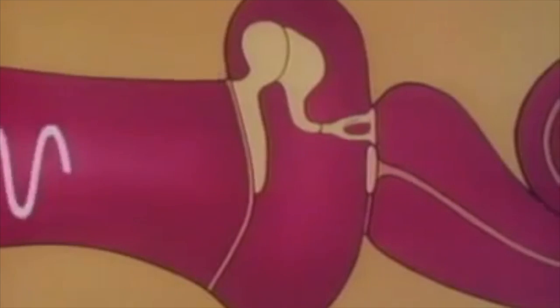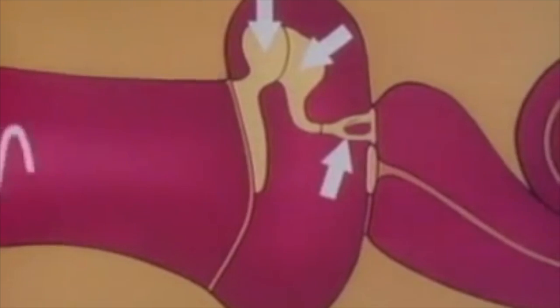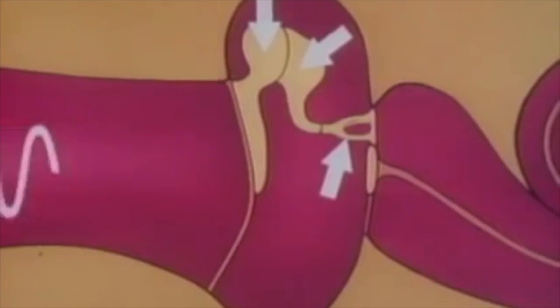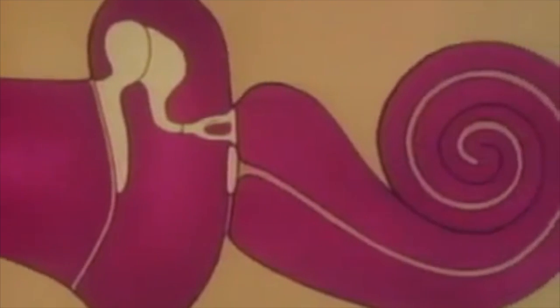In normal conversation, it moves about 1/1,000,000th of a centimeter, which is about 100 times the diameter of a hydrogen atom. These tiny motions are transmitted to the inner ear by three small bones, which together act as a lever and move a membrane called the oval window, which is the entrance to the inner ear.